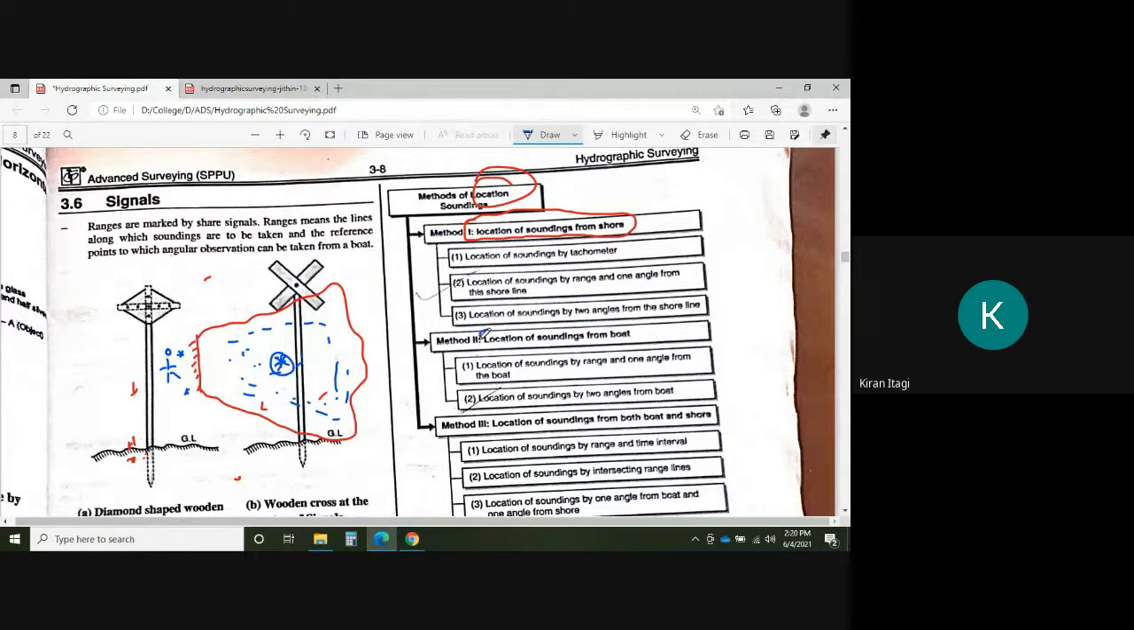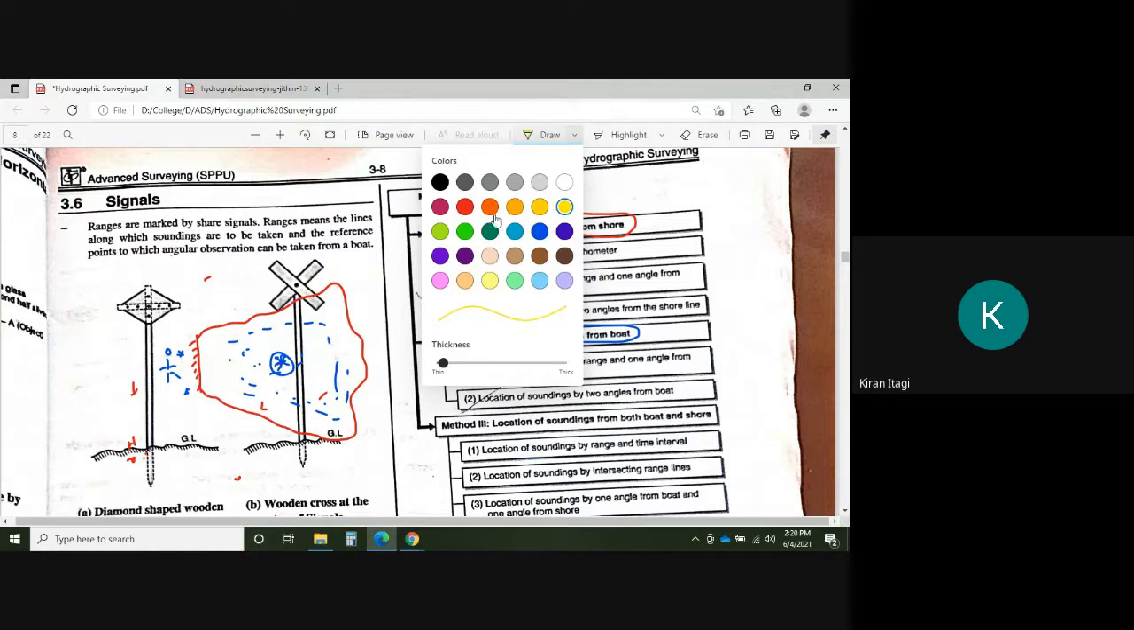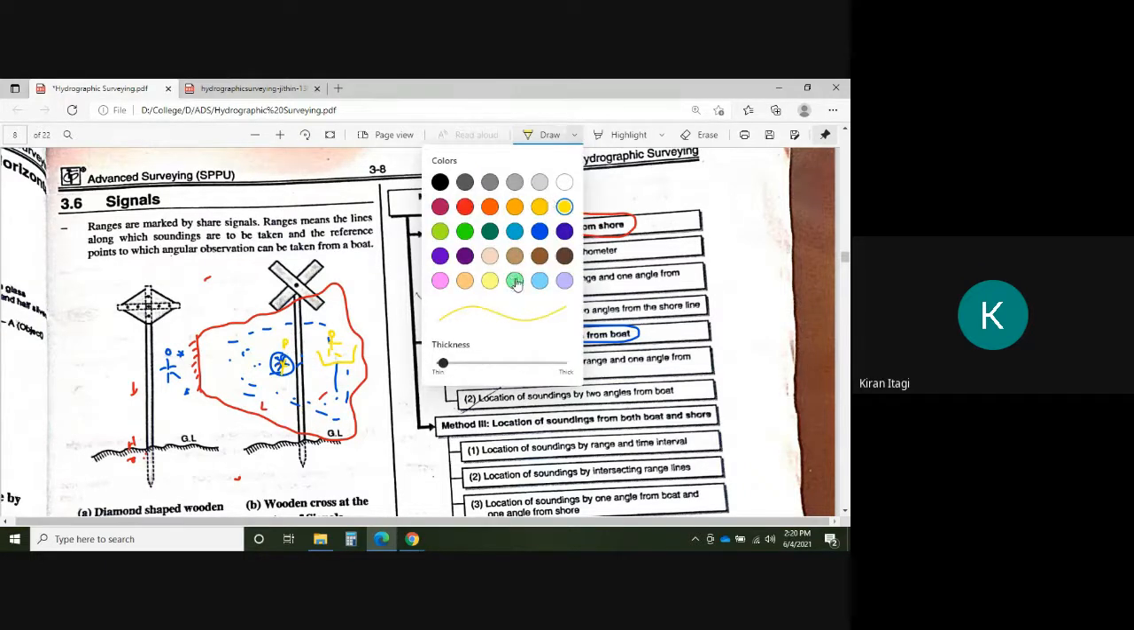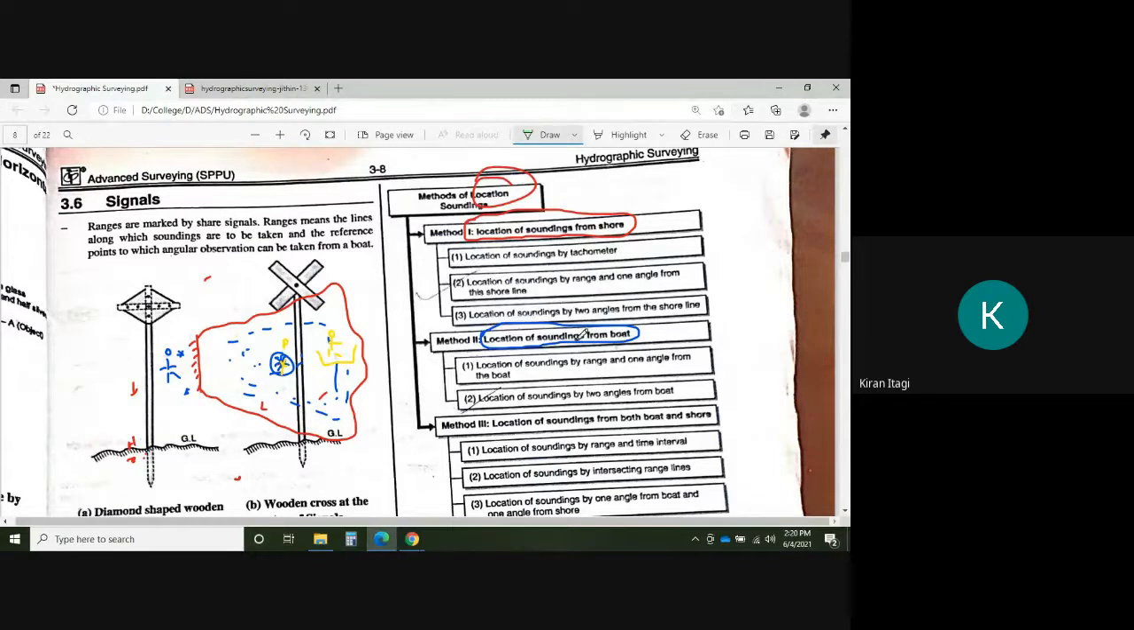The second method says locating of sounding from the boat. I will take the boat and locate this point. I will call this point P. Next we have locating of sounding both from boat and shore. With the help of standing on the shore and with the help of the boat, I will locate this point. So we will see the methods one by one.